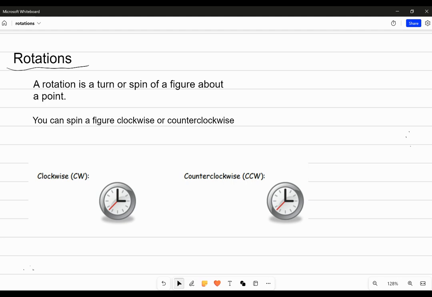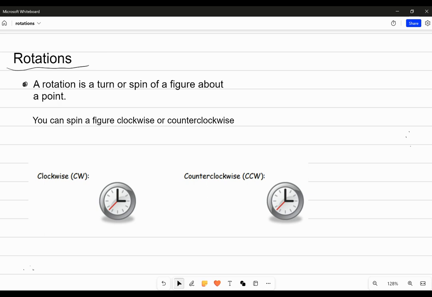We'll start off with a definition. A rotation is a turn or a spin of a figure about a point. So generally, we're going to spin our images or figures over the origin, but you can actually do a rotation over any point, and we'll look at how to do that in a later lesson.